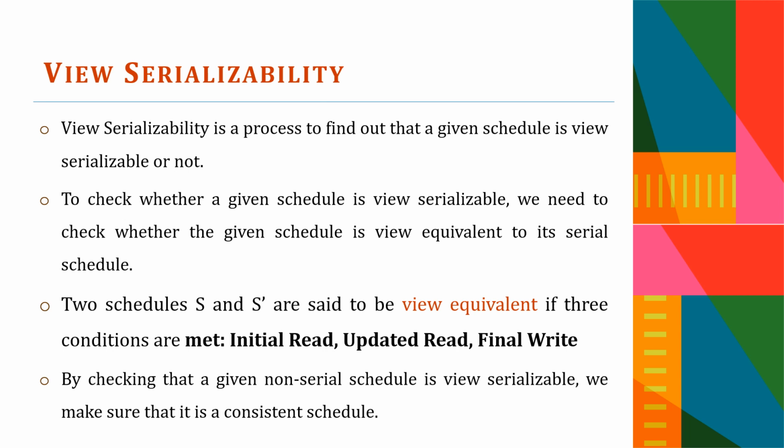Fine. So how do we find out whether the given schedules are view equivalent? Two schedules S and S bar are said to be view equivalent if they meet three conditions: initial read, updated read, and final write. If these three conditions are satisfied by both S and S bar, they are said to be view equivalent, and then the given schedule is view serializable too. By checking that a given non-serial schedule is view serializable, we can make sure that it is a consistent schedule. Now let's look into these three conditions in detail.